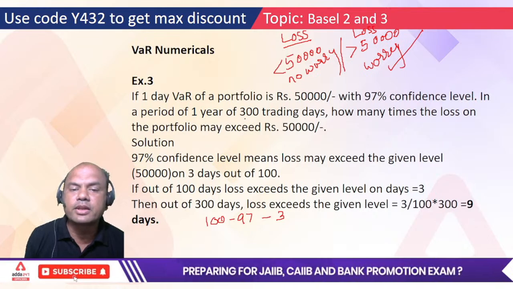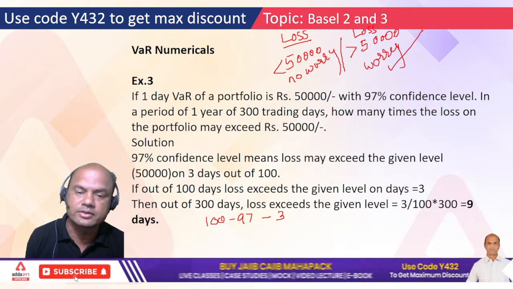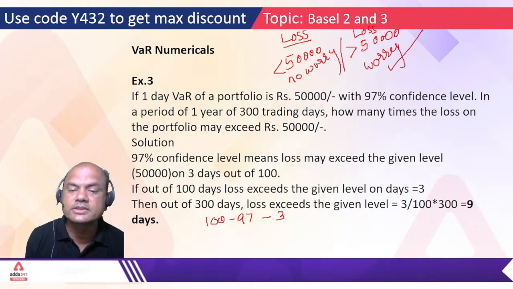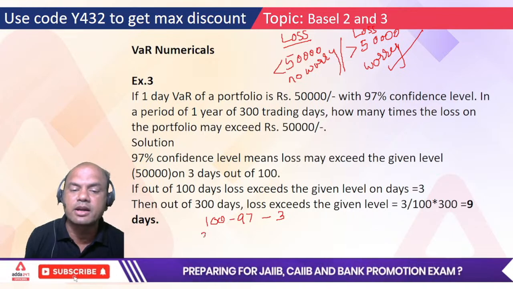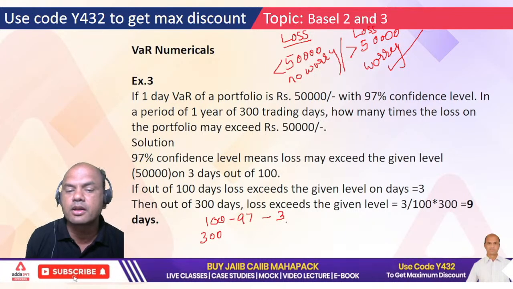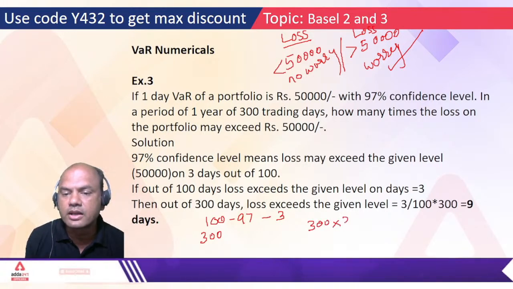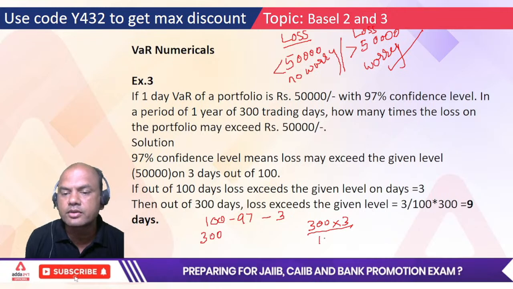In a period of 1 year of 300 trading days, how many times the loss will exceed 50,000? So out of 100, 3 days the loss exceeds. So out of 300 it will be direct proportion, right? 300 into 3 upon 100. So it is 9 days.